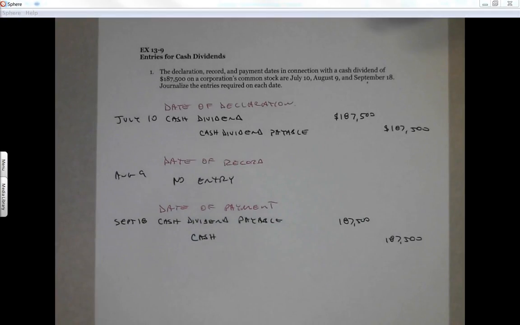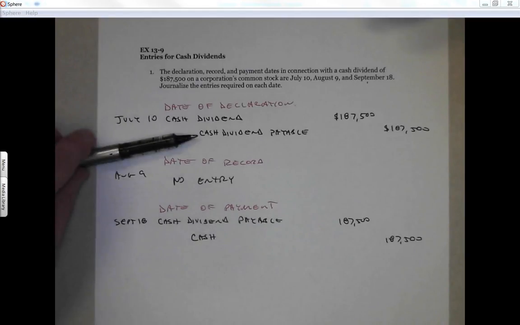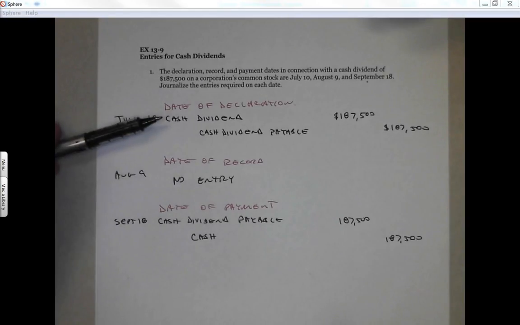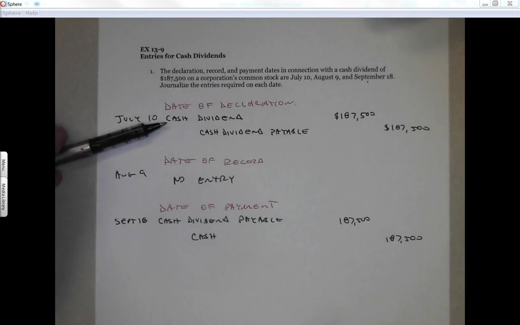And before we leave this problem, just to review and make sure we're clear a little bit, though, the cash dividend payable is a liability. That's why it has the credit balance. A cash dividend is part of the equity section. It's part of the stockholders' equity.